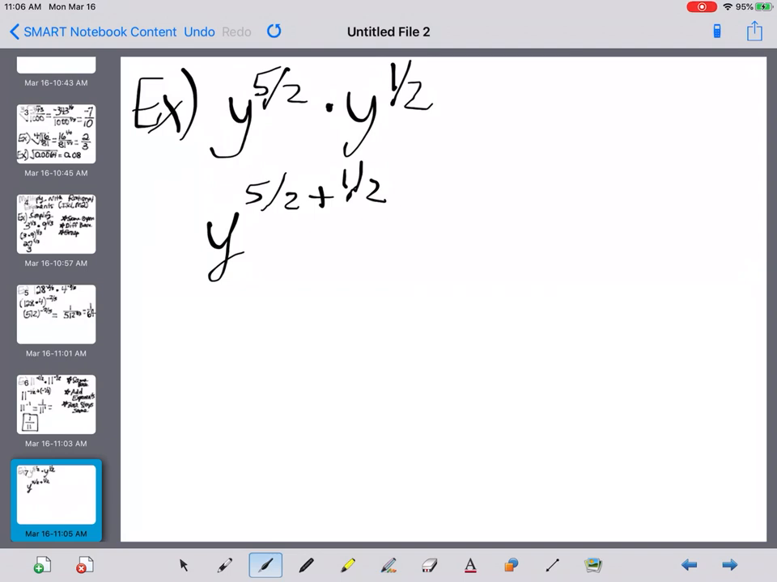Don't let the fractions intimidate you, y'all. You do it the same way. Basically, I'm adding halves together. So if I have 5/2 plus 1/2, I'm going to have 6/2. So that's going to be y to the 6/2, if my stylus would work. So it's going to be y to the 6/2. 6 divided by 2 is 3. So my final answer is going to be y to the 3rd. See, that wasn't that bad, was it?